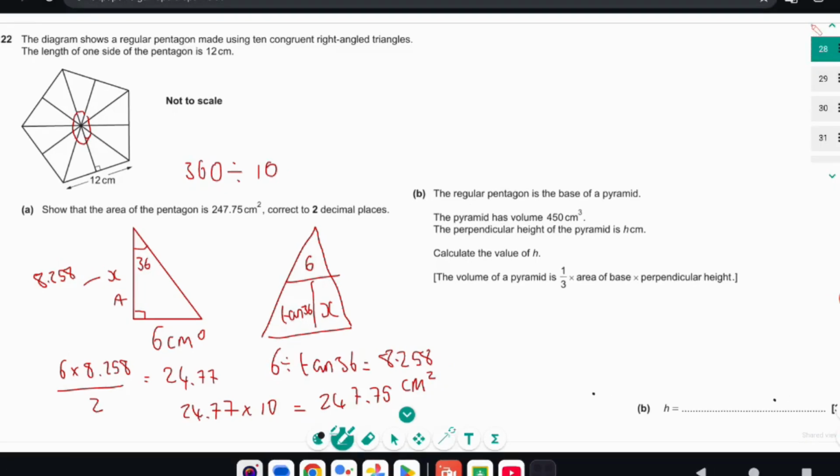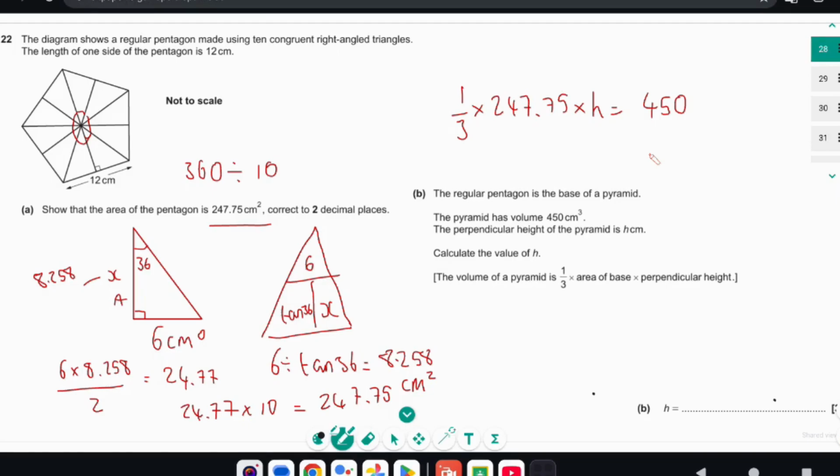Part B, the regular pentagon is the base of a pyramid. The pyramid has volume, 450 centimetres cubed. The perpendicular height of the pyramid is h centimetres. Calculate the value of h. Volume of a pyramid is third times area base times perpendicular height. Okay, so we know a third times, well, we know the area of the base of this pyramid here, times height, which we don't know, which we need to find out, is equal to 450. So now we just need to solve this equation.